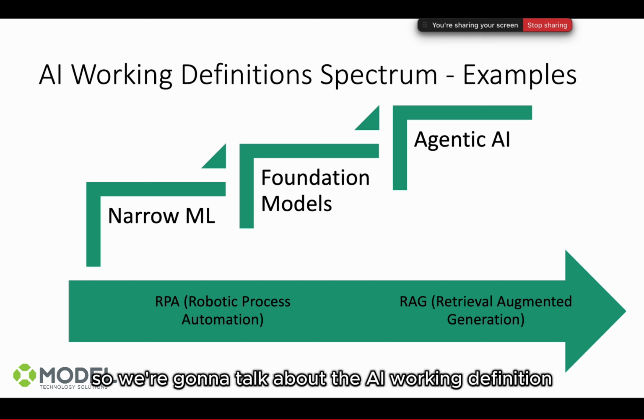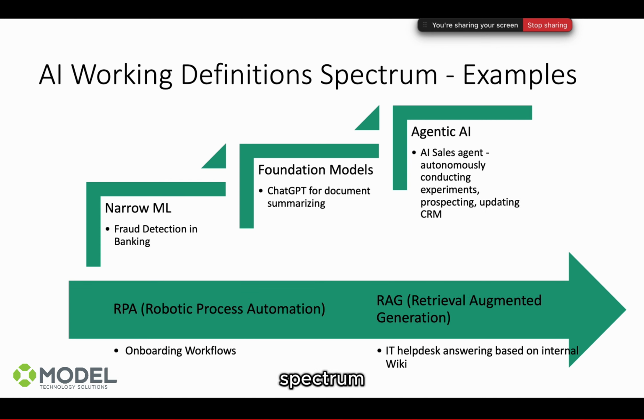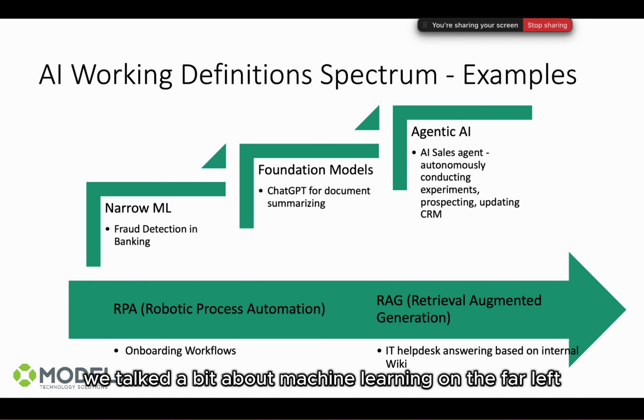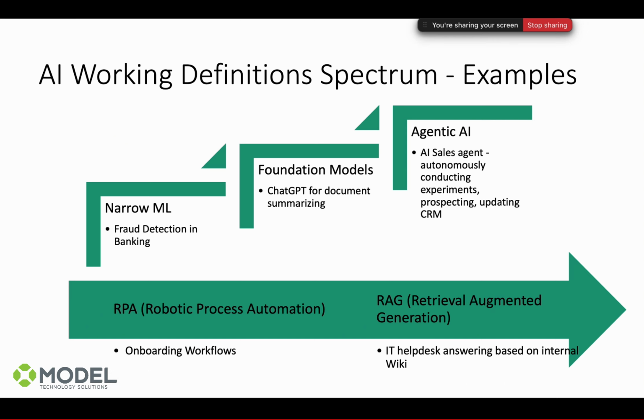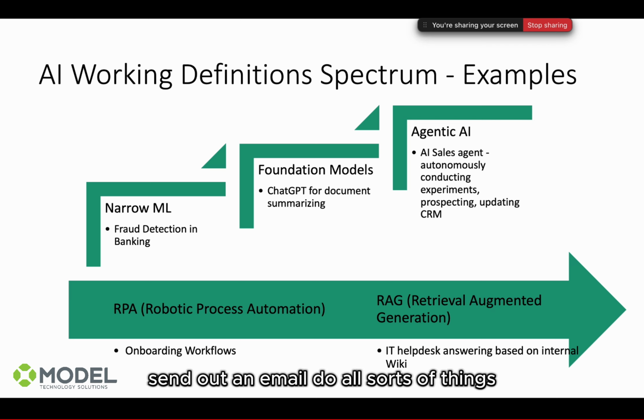So we're going to talk about the AI working definition spectrum, and I'm just going to go ahead and get the examples out there. We talked a bit about machine learning on the far left, but let's use an example: fraud detection in banking. You swipe a credit card in St. Louis, you swipe a credit card in St. Louis, then you swipe a credit card in New York. Machine learning can pick up that anomaly, right? And then you can do something with it: alert, send out an email, do all sorts of things.